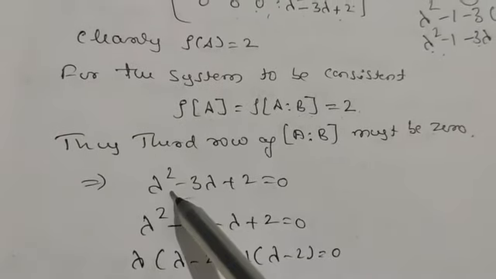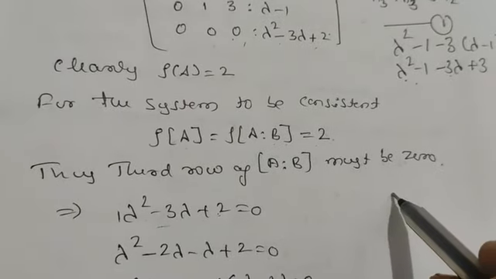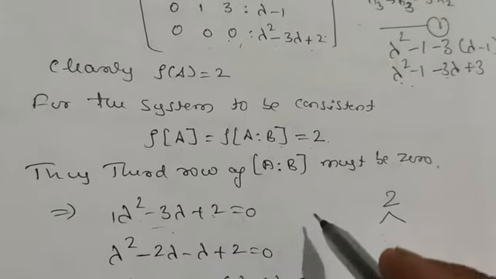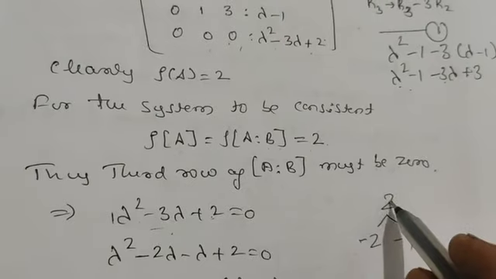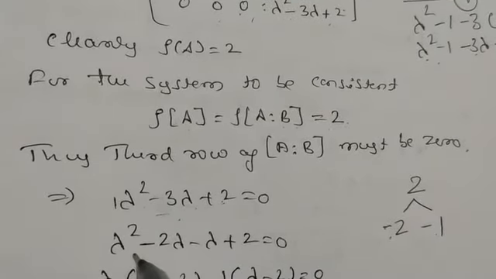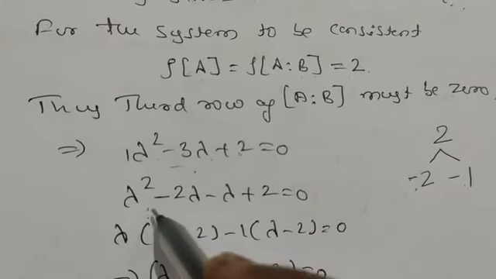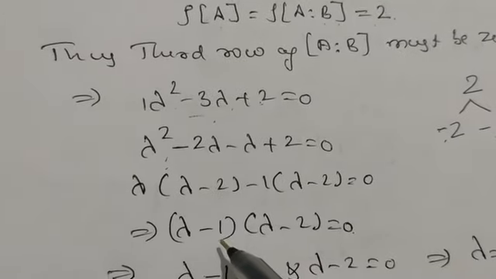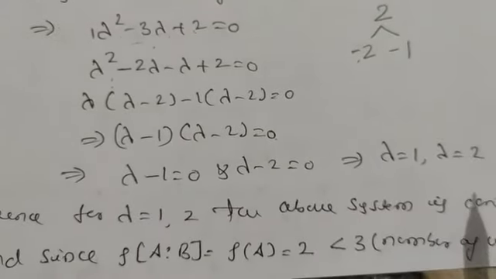Factorize this. I hope you know factorization. So first number and last number you have to multiply. It is 1 into 2 is 2. Multiplication is 2 and sum is minus 3. How to find such numbers here? That is minus 2 and minus 1. Minus 2 into minus 1 is plus 2 and minus 2 minus 1 is minus 3. So it is lambda square minus 2 lambda minus lambda plus 2 is equal to 0. Take lambda common here, and minus 1 common: lambda minus 2 is equal to 0. It is lambda minus 1 into lambda minus 2 is equal to 0. This implies lambda equals 1 and lambda equals 2.